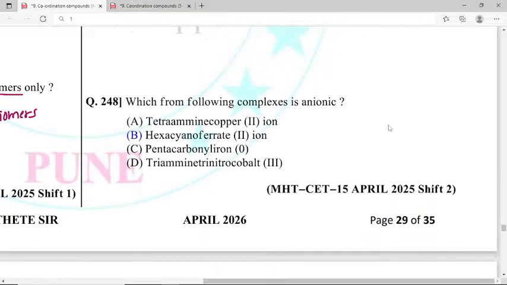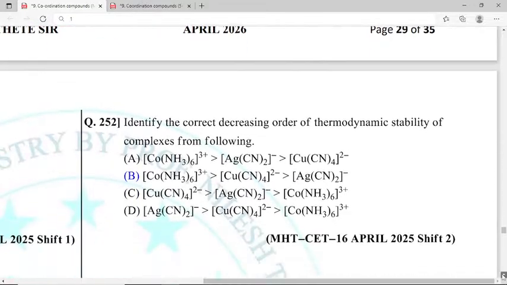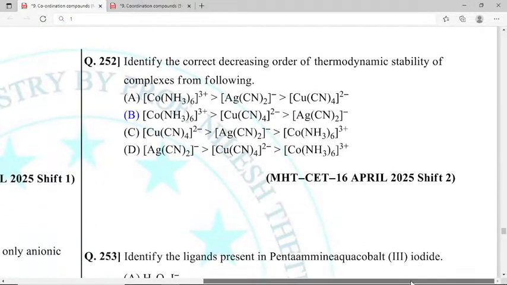Which of the following complexes is anionic? Anionic complexes end with ate. Always remember, if there is an ending of ate, it is always an anionic complex. Metal ending with ate is always anionic. So iron written as ferrate is always an anionic complex.